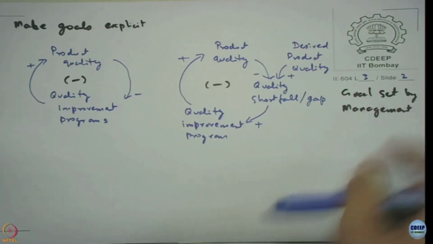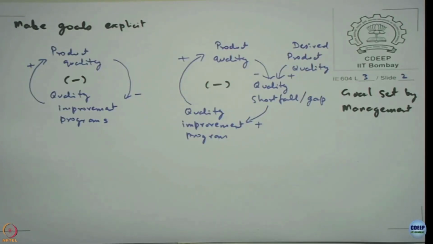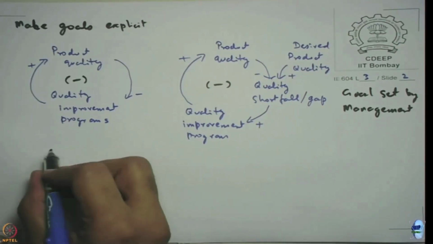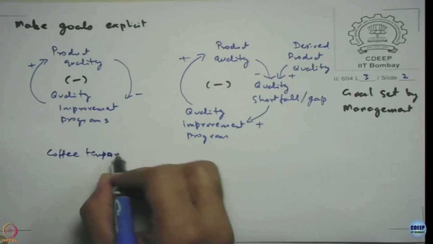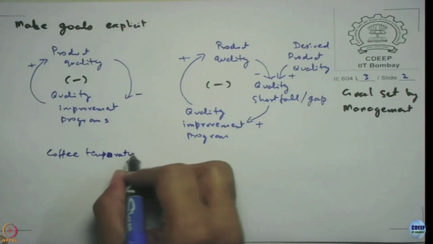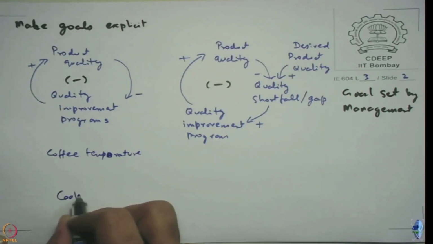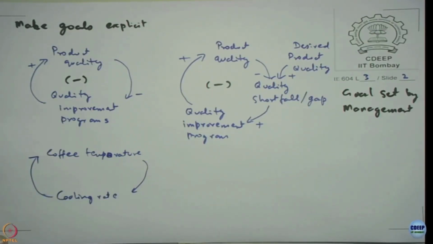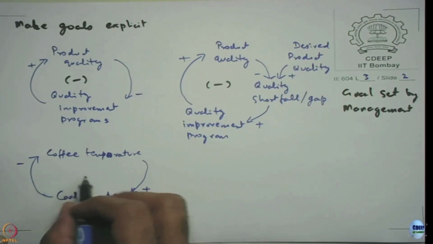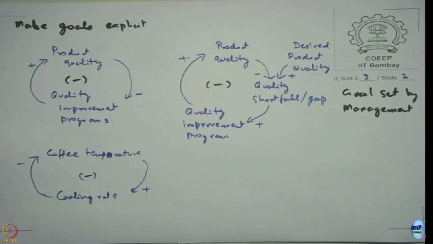It is not that all the goals have to be set by the management or these kinds of systems. We can even take a simpler system like buying a hot cup of coffee. So, let us take that up. Coffee temperature and cooling rate. Assuming we are having a hot cup of coffee, coffee temperature is high, the cooling rate is going to be high. As the rate is high, the coffee temperature is going to fall down. So, that becomes a negative feedback system.